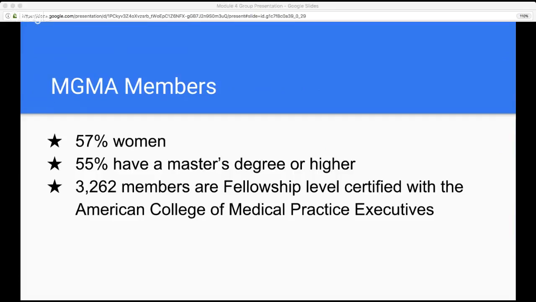So of MGMA members, 57% are women, 55% have a master's degree or higher, and 3,262 members are fellowship level certified with the American College of Medical Practice Executives.